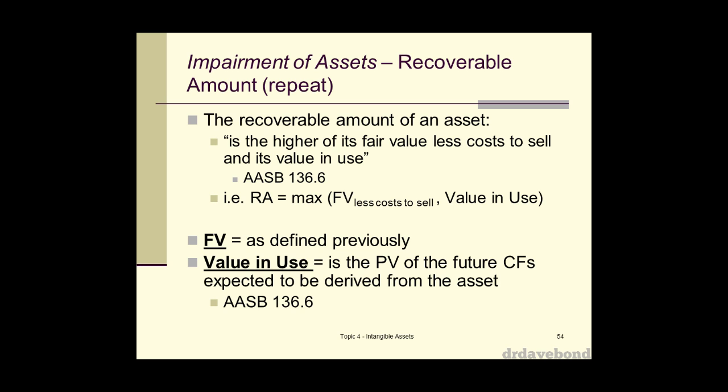The recoverable amount of an asset is the higher of its fair value less cost to sell and value in use. So that's important. We talked about that earlier. You need to know this stuff. And the really nice thing is you don't even have to remember it. Paragraph 6, you look it up. There it is. It's been black and white in front of you in the exam. Fair value is defined previously. Value in use is the present value of the future cash flows expected to be derived from the asset. Again, you don't have to remember any of that. It's in the standards, and you will have the standards with you.